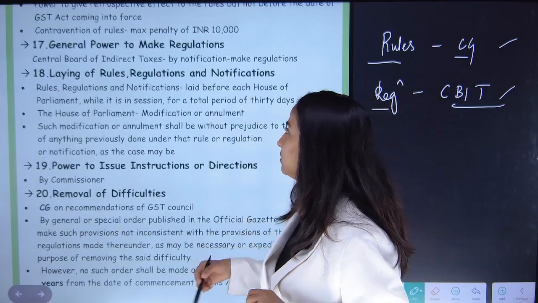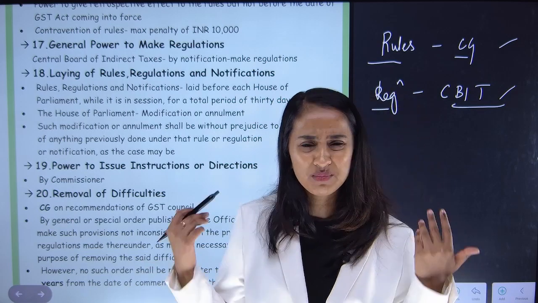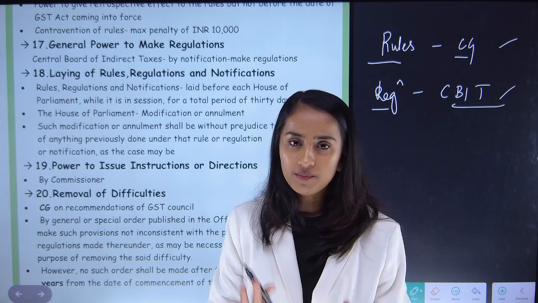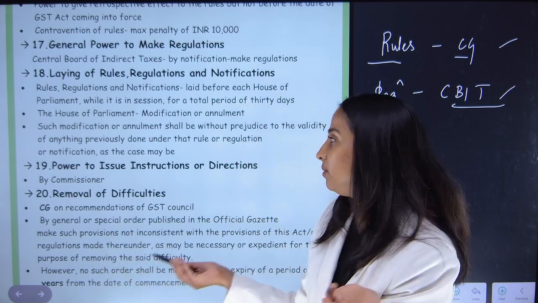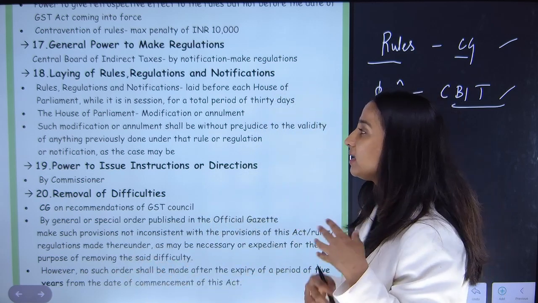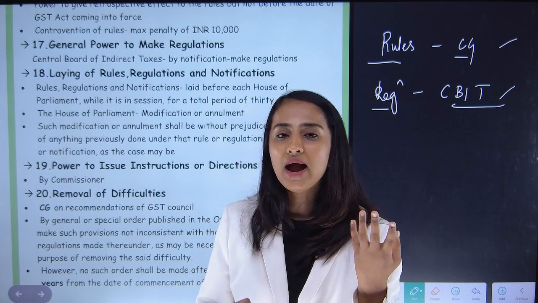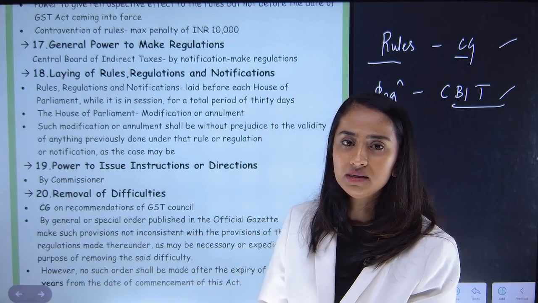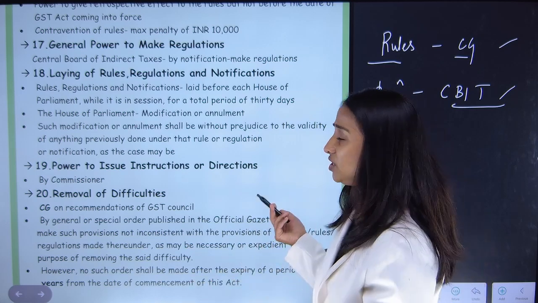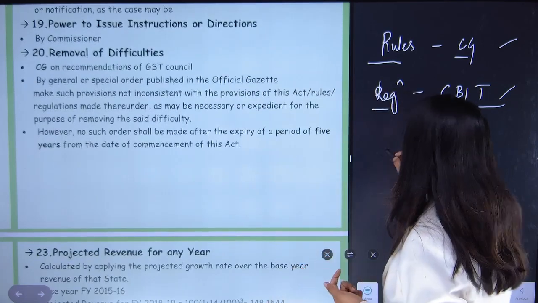Now, laying of rules, regulations, notifications, etc. If you want to make a certain rule or bring some change, then you have to lay it before the Houses of Parliament for 30 days. Both Houses of Parliament have to accept this, and Parliament can suggest any modification or annulment, and then it will be enacted in the GST Act.